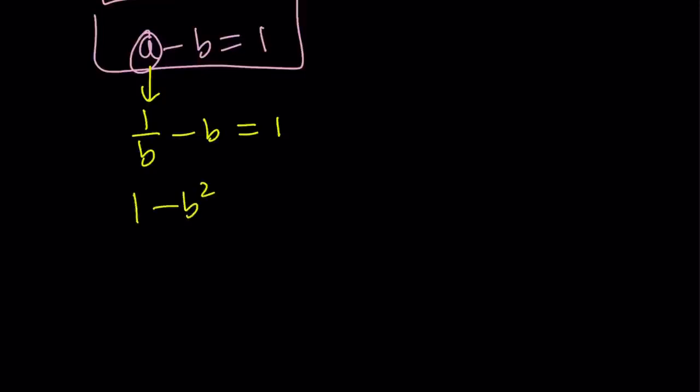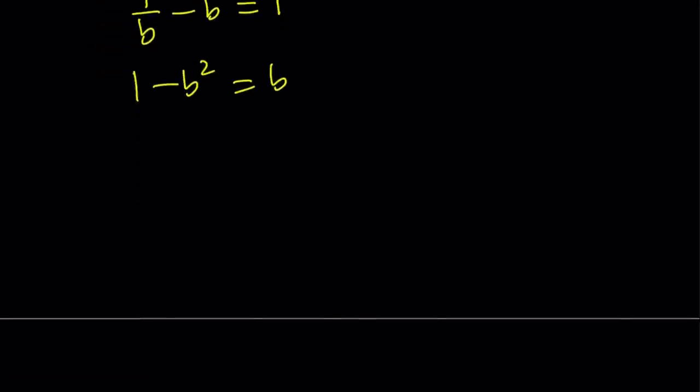1 minus b squared is equal to b. Put everything on the b side: b squared plus b minus 1 is equal to 0. As you know, this is a quadratic equation and it has two solutions.